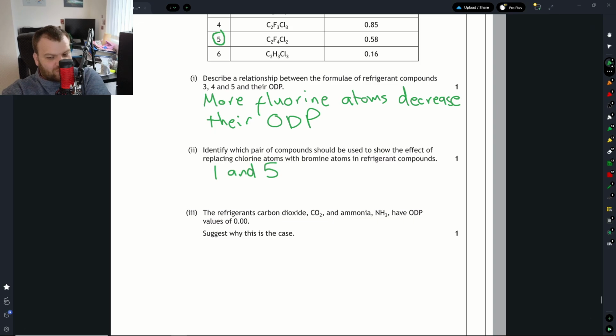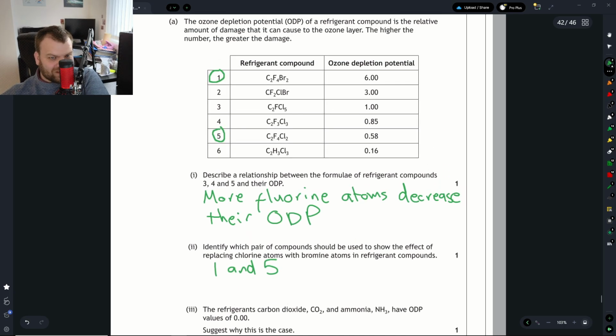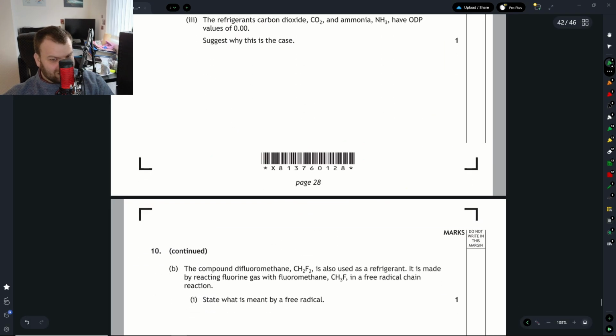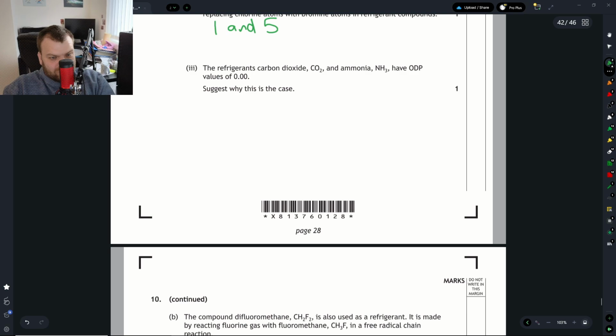Next, we're asked about 2 other chemicals and why they would have 0 as their ozone depletion potential. When we look at all the ones in here, the thing they all have in common is they all have a chemical from group 7 in them, be it chlorine or bromine or fluorine or all 3. These ones do not have any of them, so they do not contain any group 7 atoms or halogens.